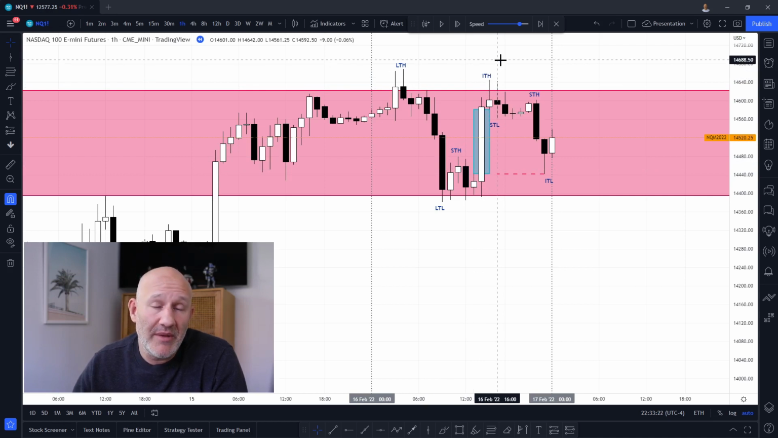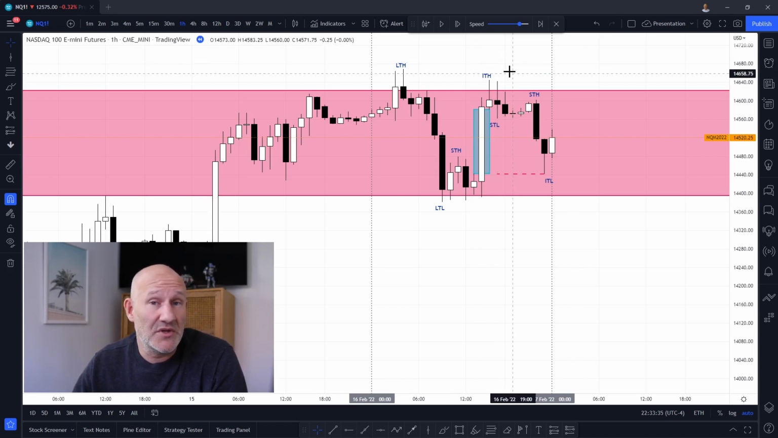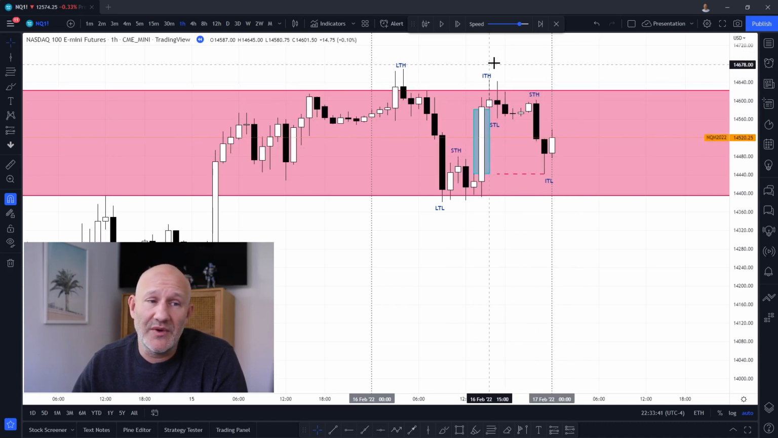Now you'll also remember from earlier in the video, we had 2 criteria, or 2 ways that a high or a low can be classified as an intermediate term high or an intermediate term low. The primary one, the more conventional one, I guess, is when you have a short-term high either side of it, like we do in this example.